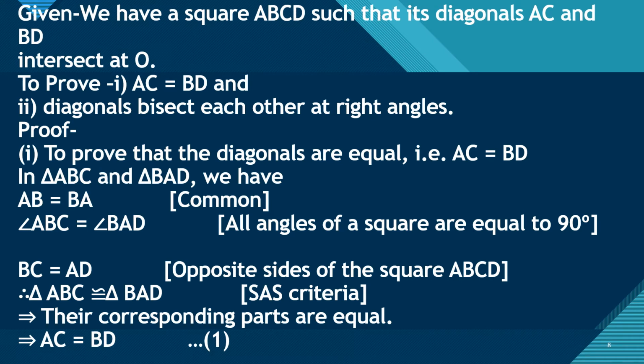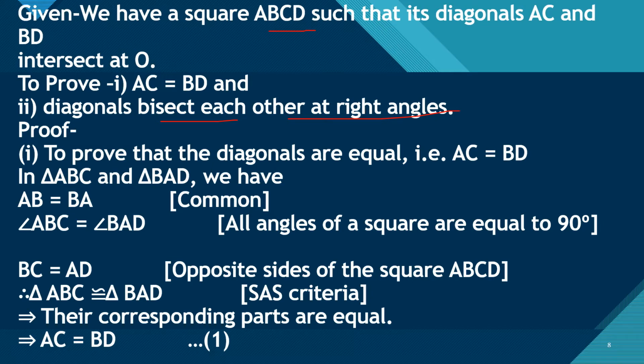The given part is, we have a square ABCD such that its diagonals AC and BD intersect at O. So in this previous slide, we saw that the diagonals AC and BD intersect at O. So we have to prove that AC is equal to BD and the diagonals bisect each other at right angles. So the proof part, we will do the first part now.